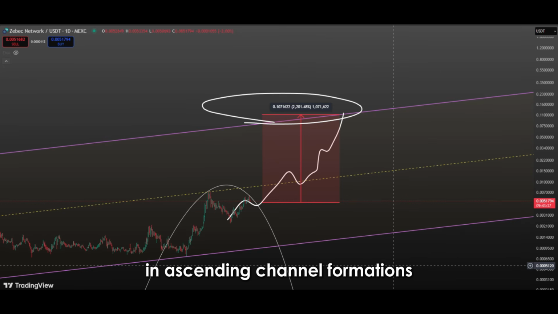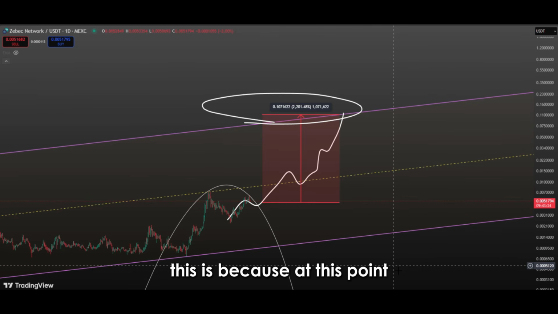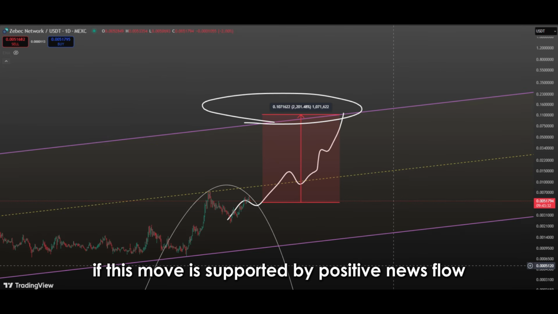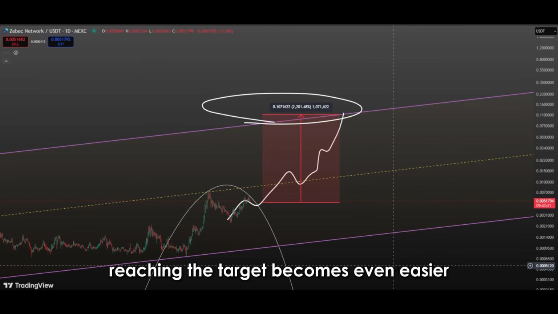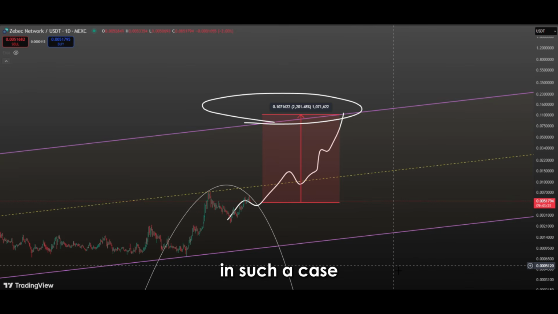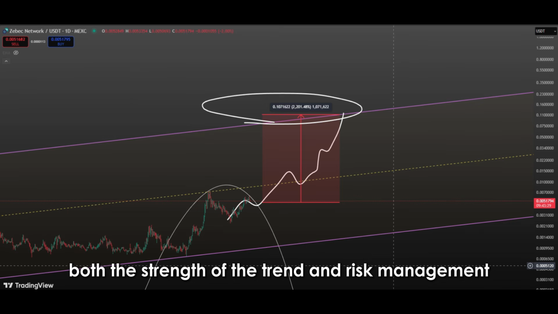In ascending channel formations, sustained moves above the midline generally signal one of the strongest phases of the trend. This is because at this point, the market has found strong support both technically and fundamentally. If this move is supported by positive news flow or a broader market uptrend, reaching the target becomes even easier. In such a case, investors' strategies should take into account both the strength of the trend and risk management.